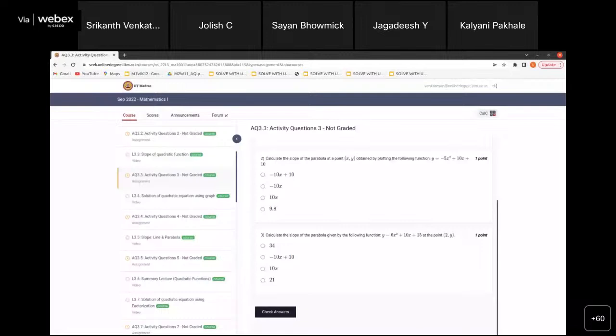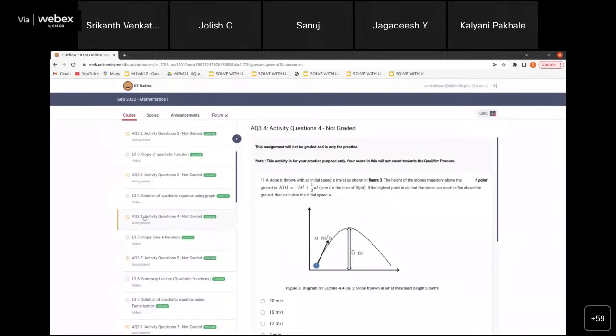So, what is the answer for question 3? Those who have solved. Option A, 34. So if you know the slope formula, just substitute. You know a, you know x naught, the x coordinate of the point. You know b, just substitute everything. Okay. Now let us move to 3.4.